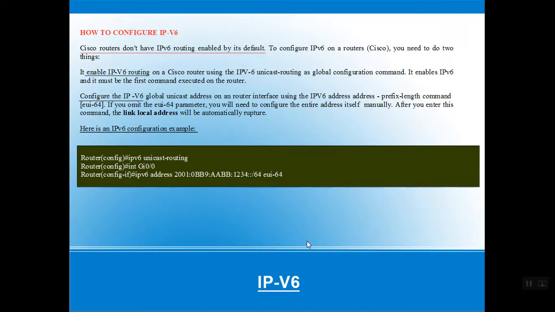So we have to configure the IPv6 address like this: ipv6 address, and we have the IPv6 address 2001:0BB9 and ABAB. This is the form in hexadecimals. Then after that, we use slash 64 for the 64-bit prefix, and EUI-64. So this is the way we can configure IPv6 in our router.